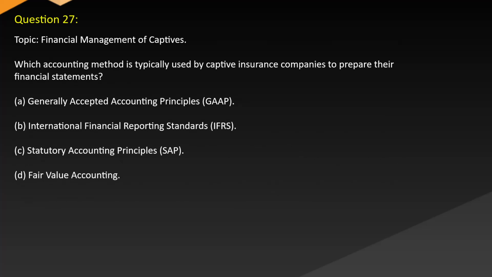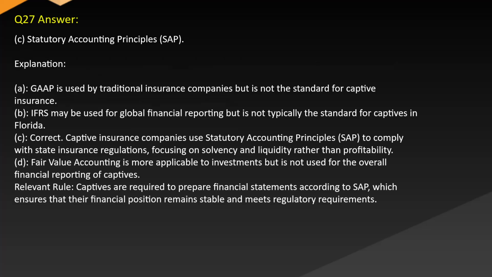Topic: Financial management of captives. Which accounting method is typically used by captive insurance companies to prepare their financial statements? A. Generally accepted accounting principles (GAAP). B. International financial reporting standards (IFRS). C. Statutory accounting principles (SAP). D. Fair value accounting. Answer: C. Statutory accounting principles (SAP).